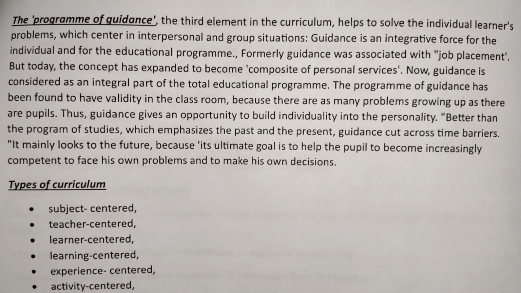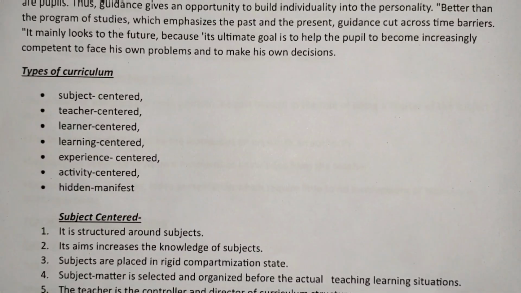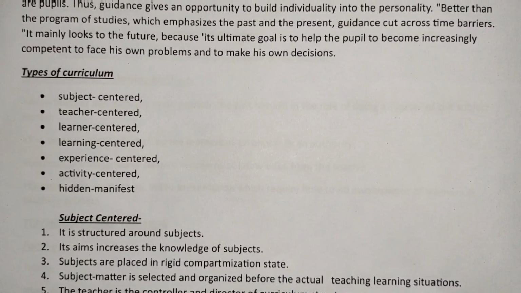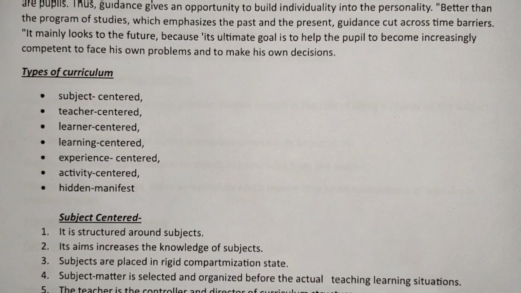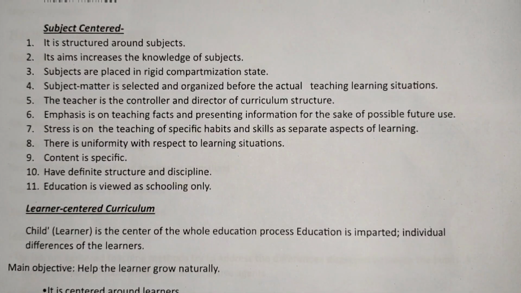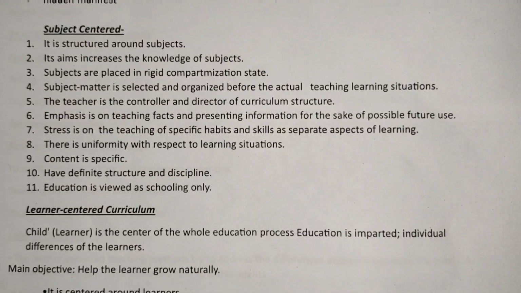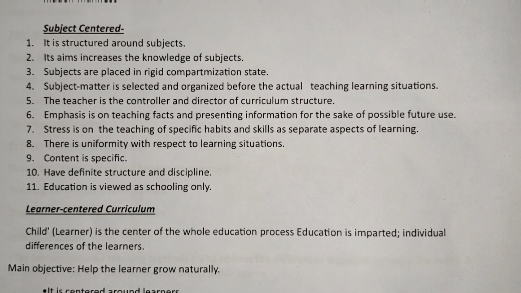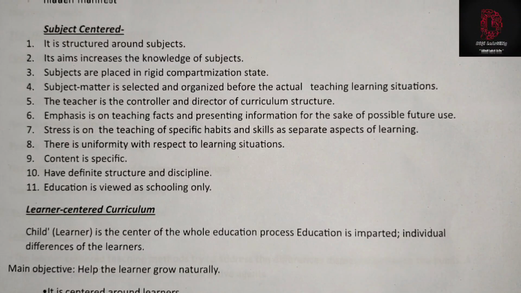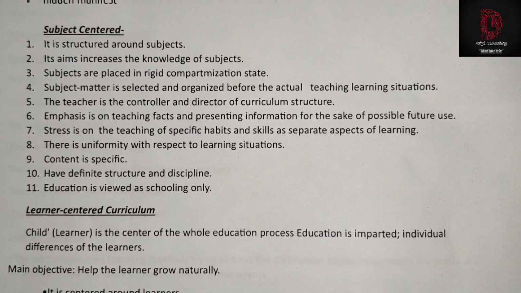Now comes the types of curriculum. First is the subject centered, teacher centered, learner centered, learning centered, experience centered, activity centered, and hidden and manifest. So first comes the subject centered. It is structured around subjects. Its aim is to increase the knowledge of subjects. Subjects are placed in a rigid compartmentalization state. Subject matter is selected and organized before the actual teaching learning situations.